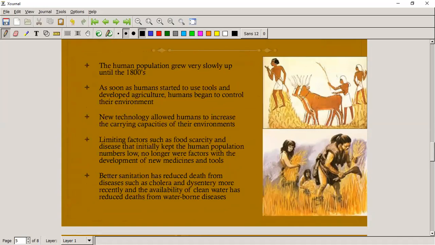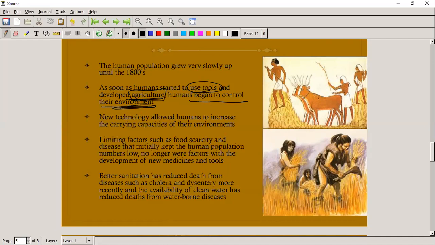So as we said, very slow growth up to the 1800s. And then when we started using certain tools and we developed agricultural practices, we started staying in one place for longer, and we started controlling our environment more. Building homes for ourselves, not just way before the 1800s, but there seems to be a big step since the 1800s.